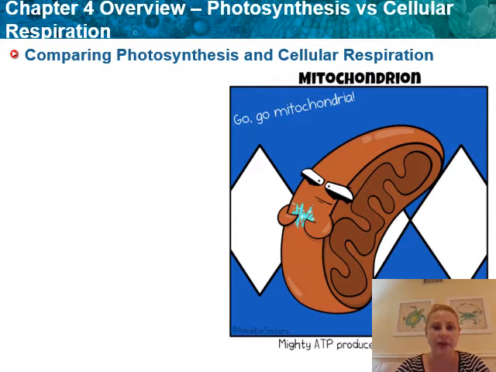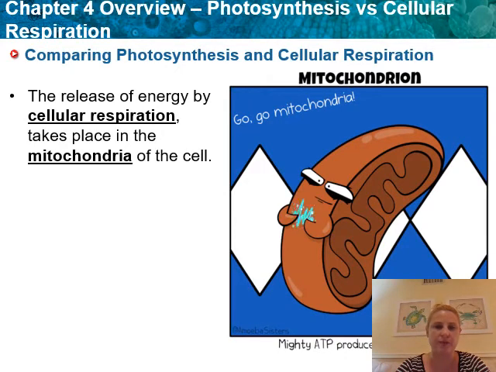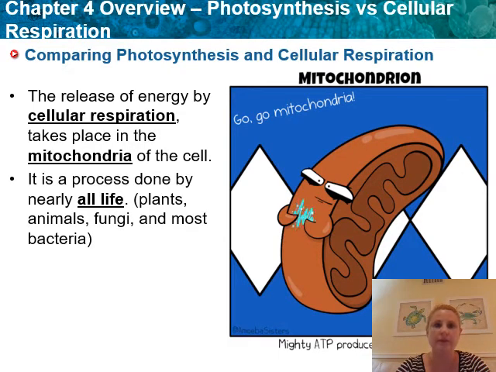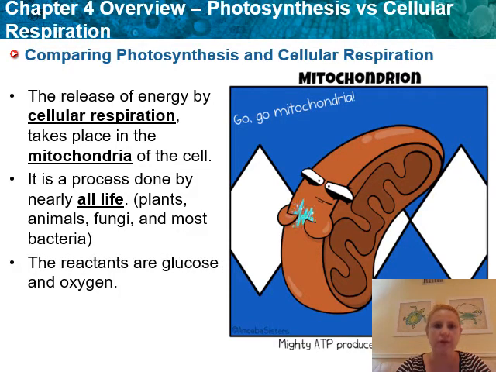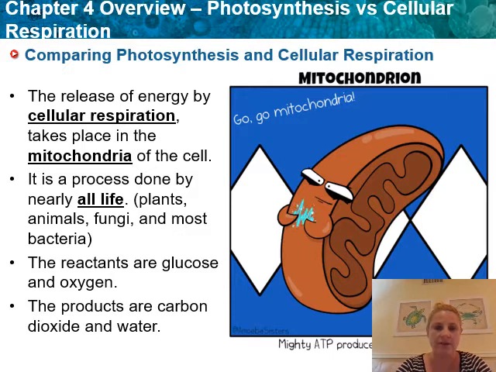And then if we were to look at cellular respiration, the release of energy in cellular respiration takes place in the mitochondria of the cell. It's a process done by nearly all life, even plants. So plants and animals, everybody does cellular respiration. So plants, animals, fungi, and most bacteria. The reactants are glucose and oxygen, and the products are carbon dioxide and water. And again, those are the opposites of photosynthesis.